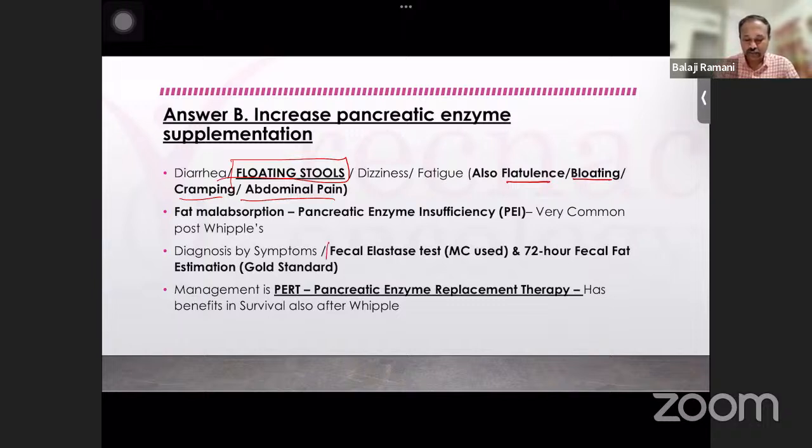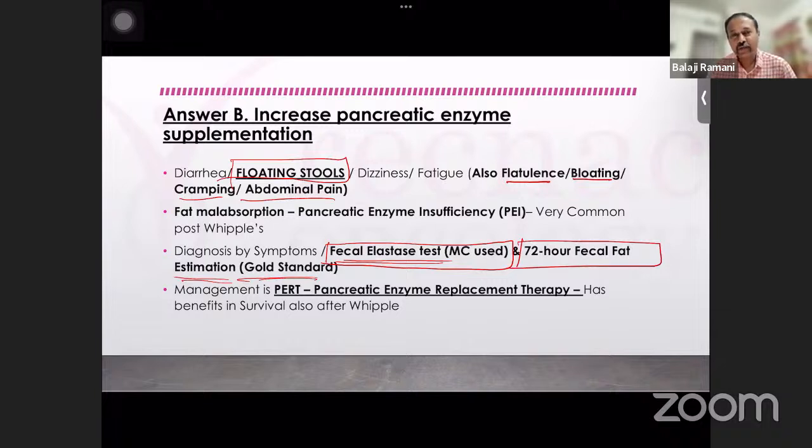Commonly, they may ask you how the diagnosis is established. The most commonly used test is going to be your fecal elastase test. On the other hand, the gold standard test, they may ask it in two ways. What is the test which will be most commonly used? The answer is your fecal elastase test. But what is the gold standard? That is going to be your 72-hour fecal fat. What is the quantity of fat that is getting excreted without getting digested? So that is the preferable mode of diagnosing this condition.